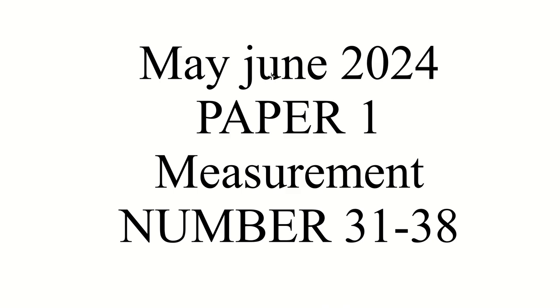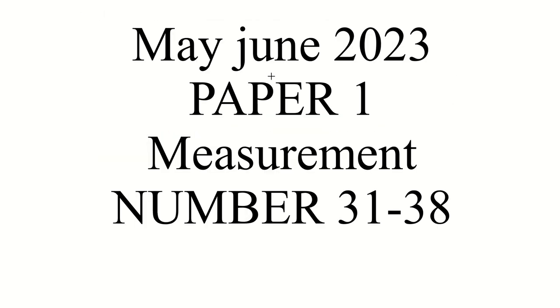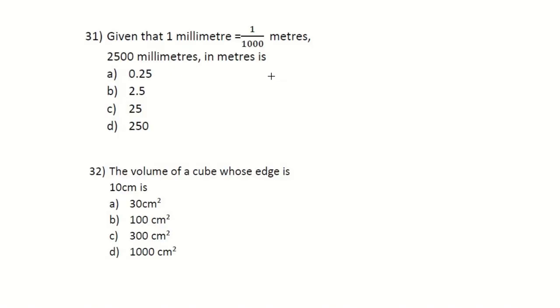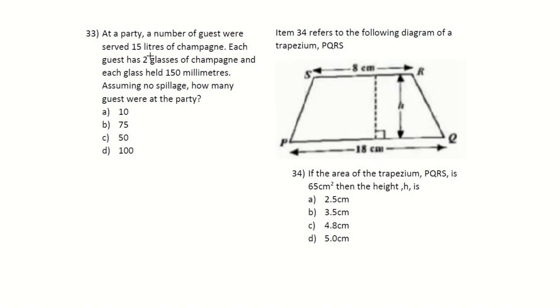Section 4, numbers 31 to 38. This is a question we just now did. If 1 millimeter is 1 over 1,000, then 2,500 would be 2.5. The volume of a cube whose edge is 10 would be 10 to the power of 3, which is 10 by 10 by 10, which is 100 by 10 is 1,000. D. At a party, the number of guests will serve 15.